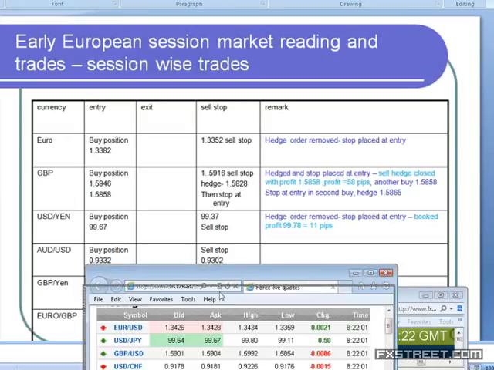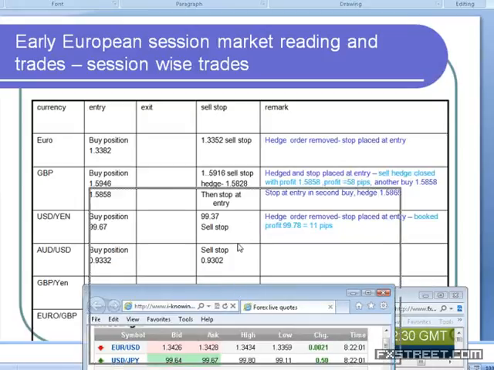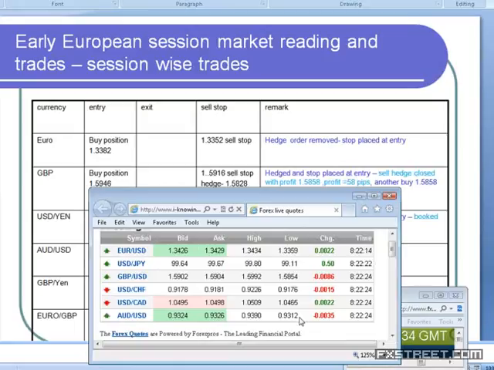And in the case of Australian dollar, I had taken 93.32, and 93.02 is the hedge order. Still, they are holding around that, and they are not filled with hedge also. So it will take some time during the late European session, and I'll be able to book profit.